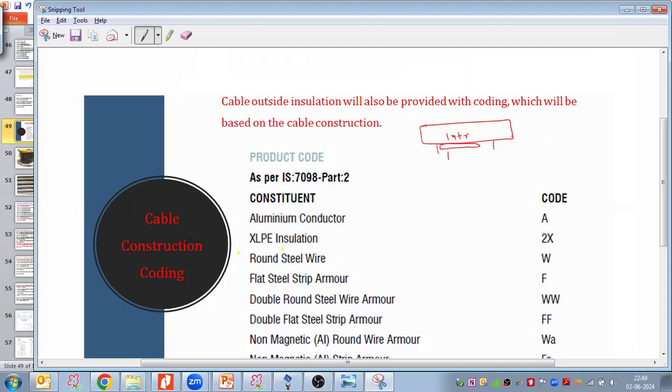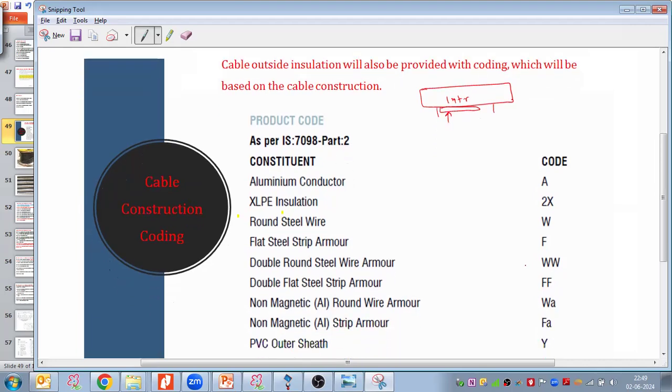So when they do the marking, they use the coding, and this coding comes based on the cable constructions. If the inner side is aluminum, then A will come in the coding. If copper, then nothing will come. C could be used, but generally nothing. They do not use anything because in the cable there are only two options: aluminum or copper. If not aluminum, it means it would be copper only, right? If aluminum, then A.